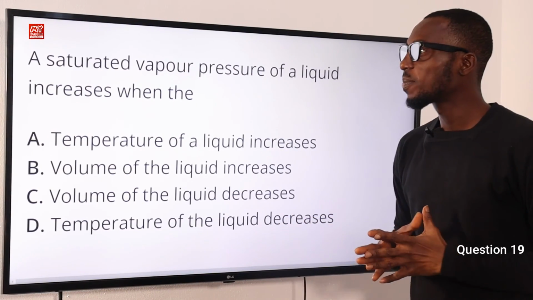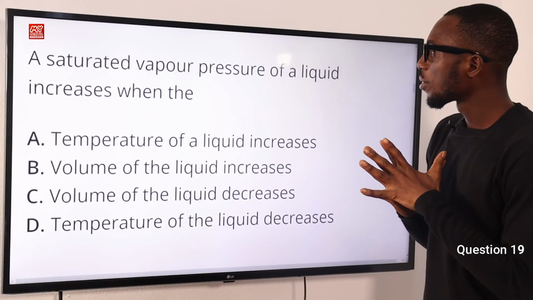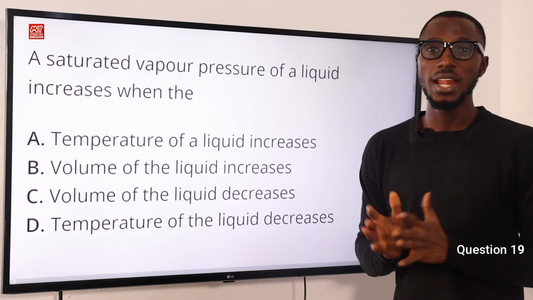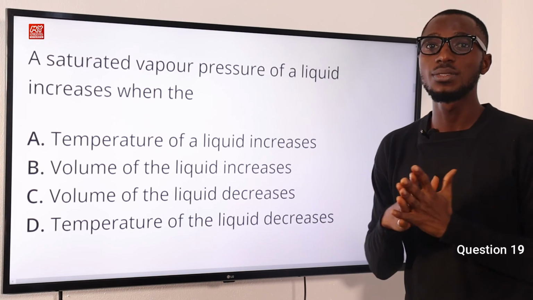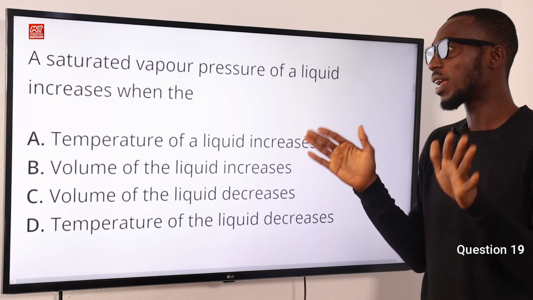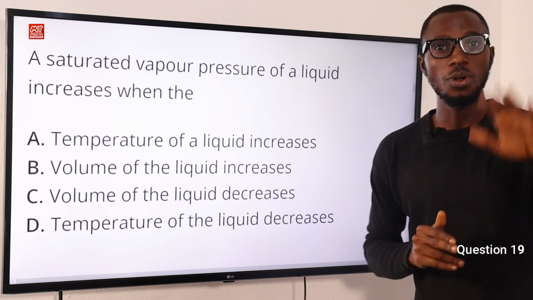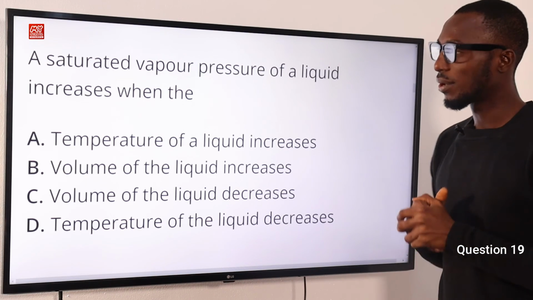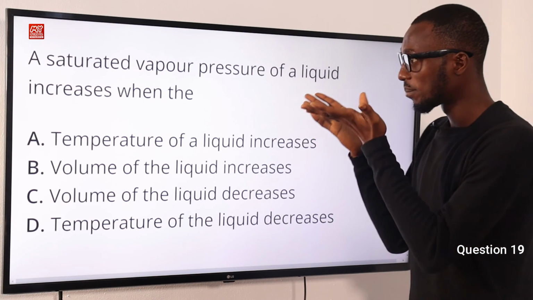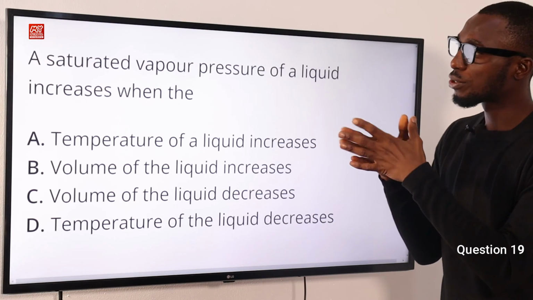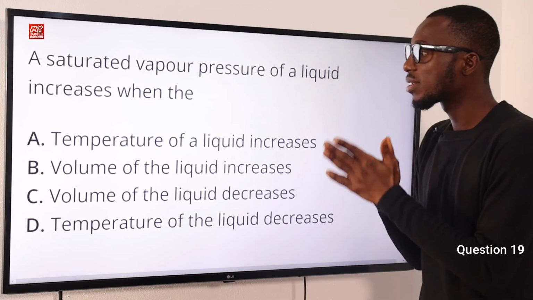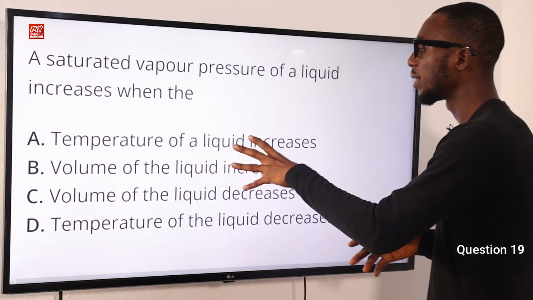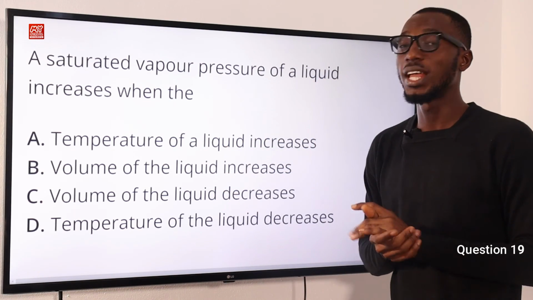Number 19. A saturated vapor pressure of a liquid increases when the what? Just know that vapor pressure increases when temperature increases. We can say they are directly proportional. As one goes up, the other does the same thing. So going by the question given us, a saturated vapor pressure of a liquid increases when the temperature of that liquid increases. So the correct option here is option A.